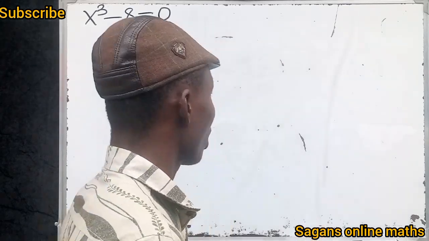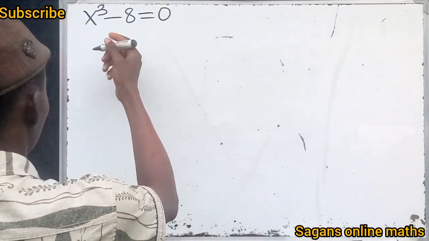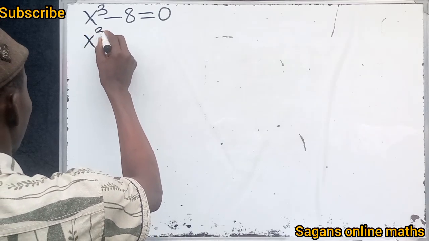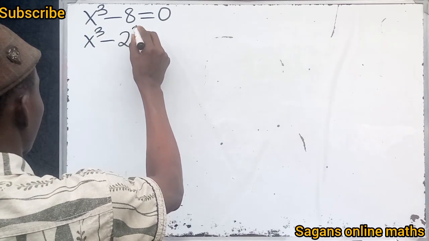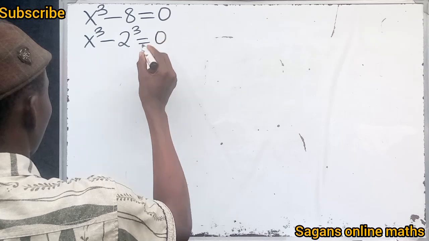Let's solve it together. Now we can write this as x to the power of 3 minus 2 raised to the power of 3 equals 0.